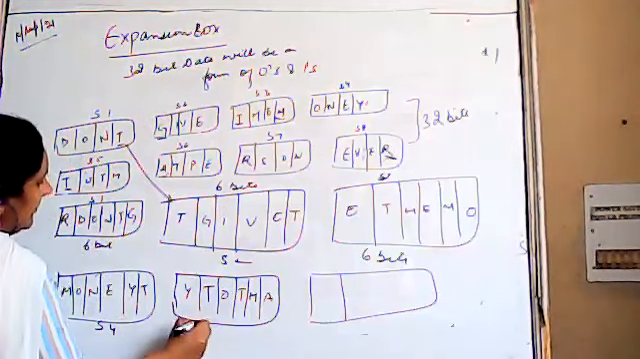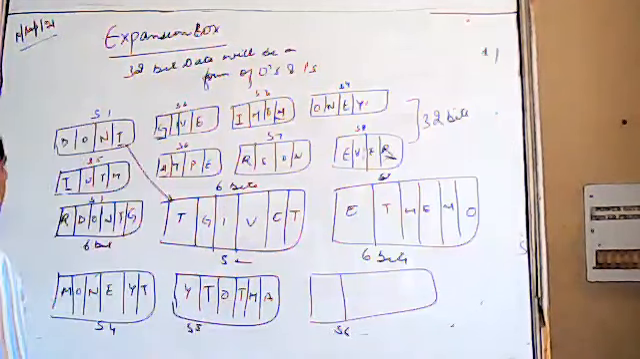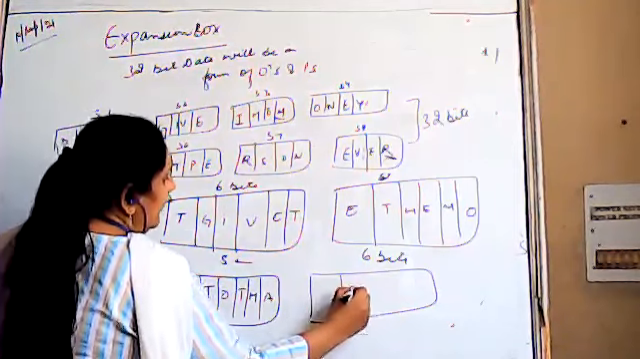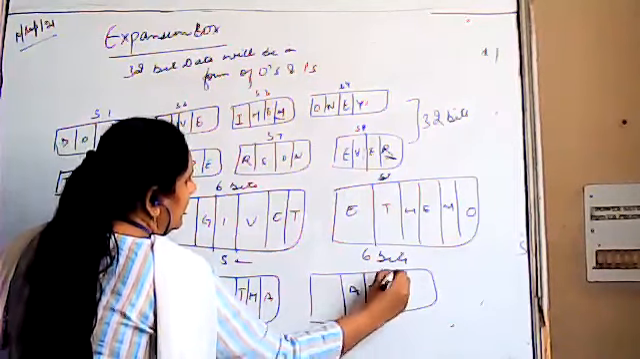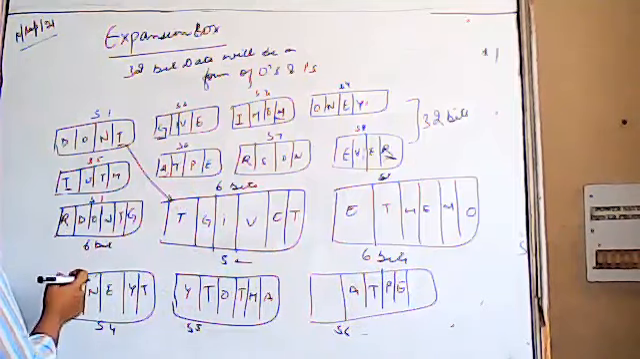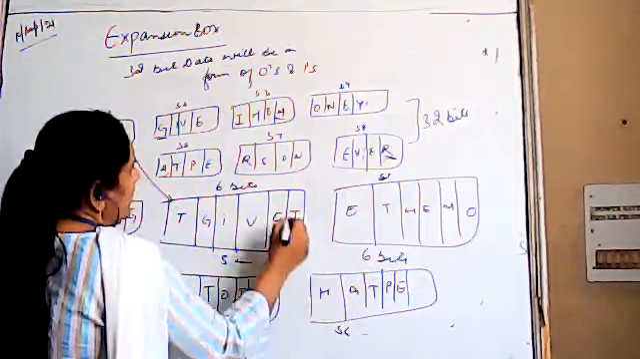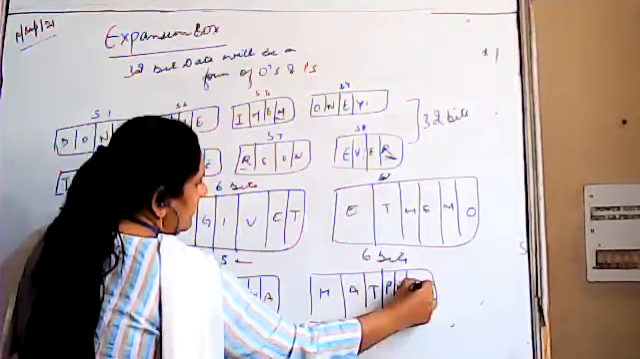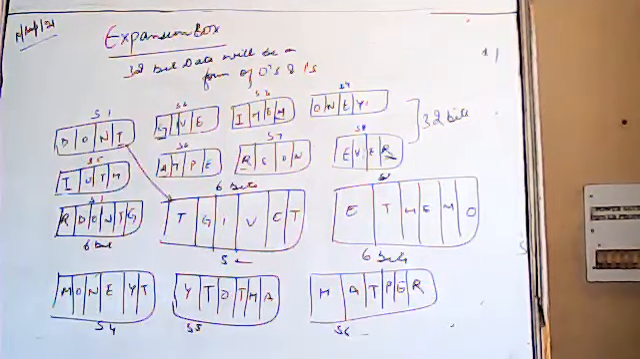S4, S5. Let's do it for S6. So S6 will be A, T, P, E. Last alphabet from S5, that is H, and first alphabet from S7, that is R. Fine. So in this way we will move.